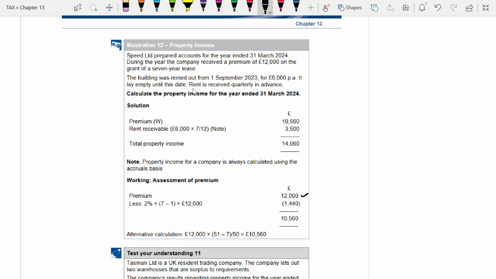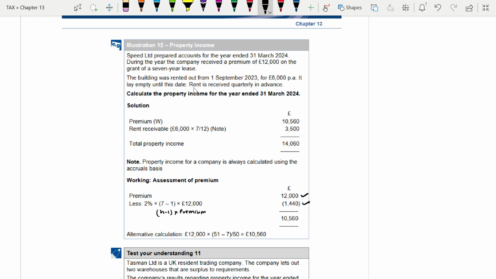Premium times 2% times (n minus 1). The same formula we have done: 2% times (n minus 1) times premium. You will get the premium less that amount, which gives the amount that is going to be taxed. Yes, the 7-year lease. That is the reason n is how much?